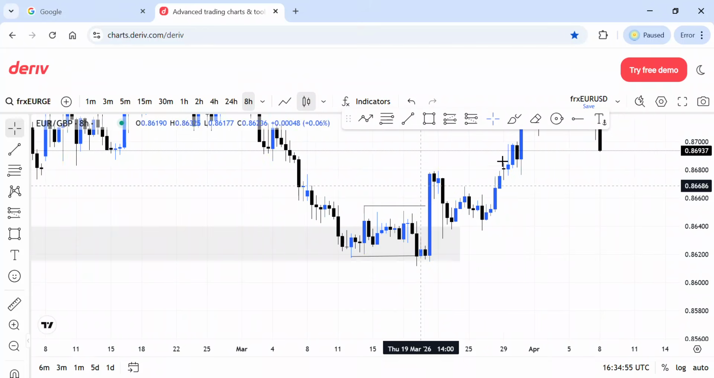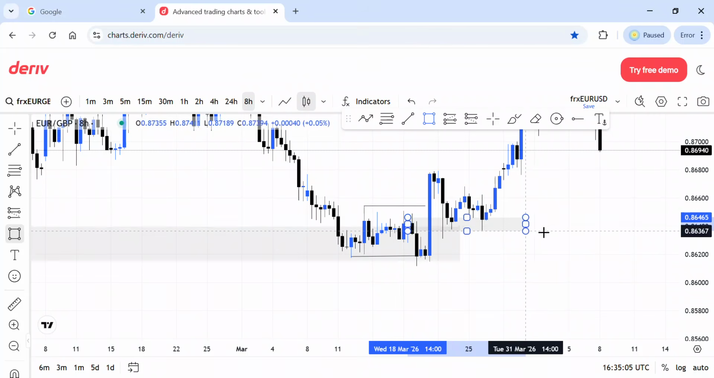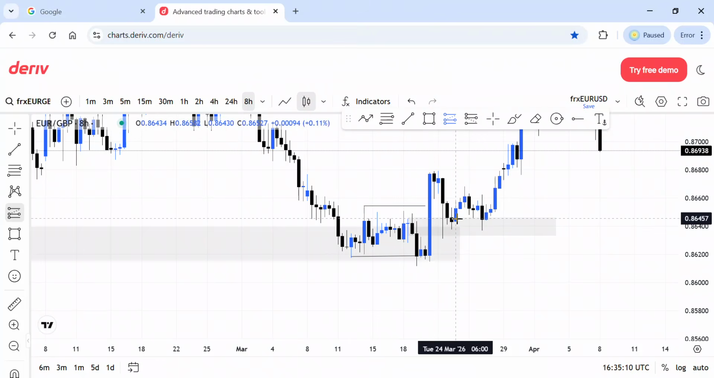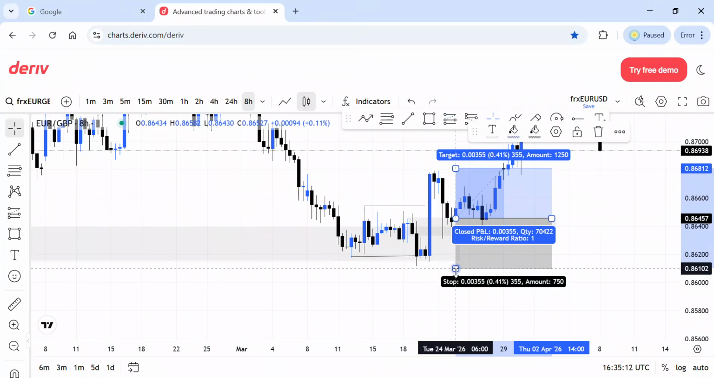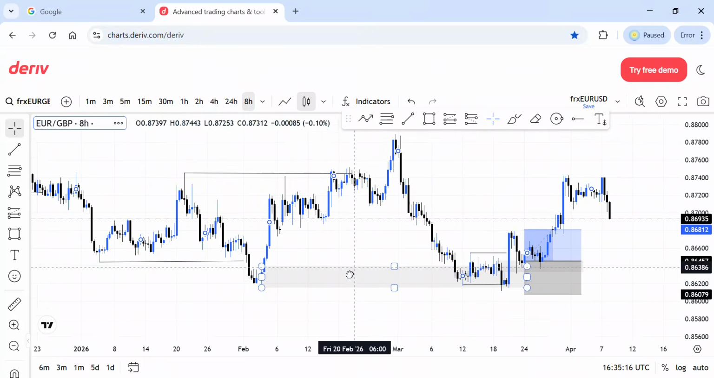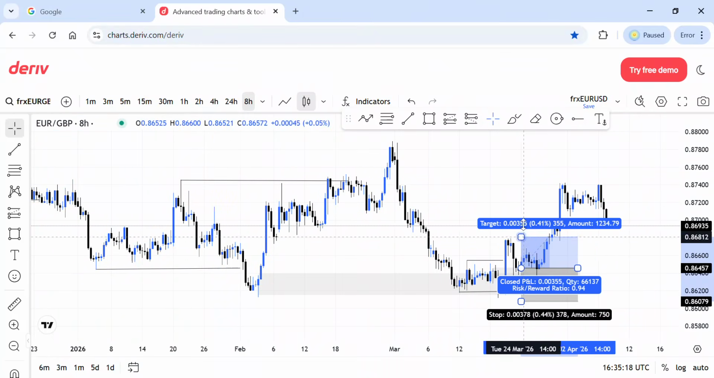But we have another block here, and we have another. I have a video on this channel about breaker blocks. If I was to buy this market, I'd be buying from a breaker block right here. If I am to buy from this breaker block, then my stop loss is below this low. Then I'll be targeting the external range liquidity, or probably the internal range liquidity, whatever.